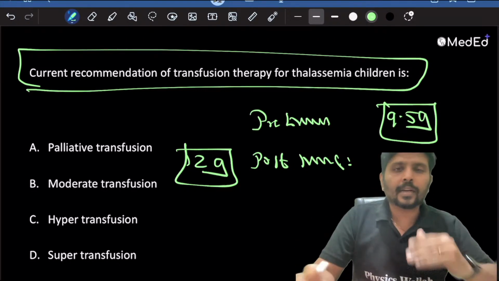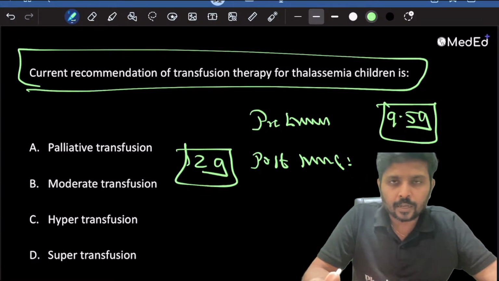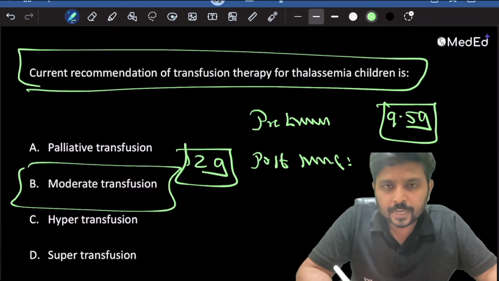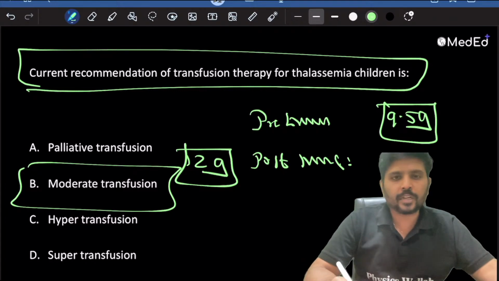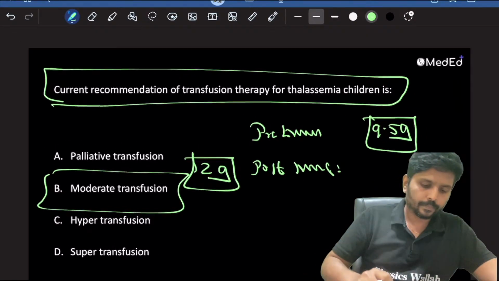But when you over-transfuse, there will be chances for hemochromatosis or hemosiderosis. So ideally, you need to follow a procedure called moderate transfusion. In moderate transfusion, the pre-transfusion hemoglobin is 9.5 and post-transfusion hemoglobin is 12 grams per deciliter. This is very, very important.